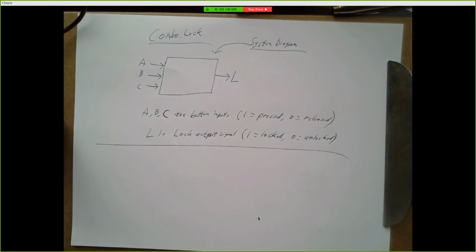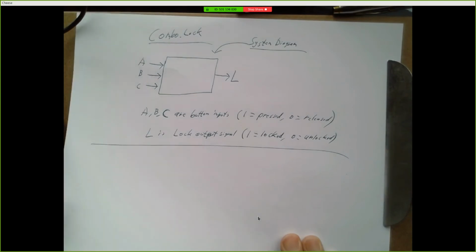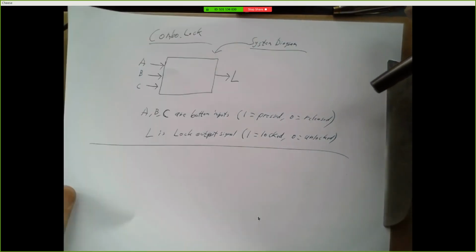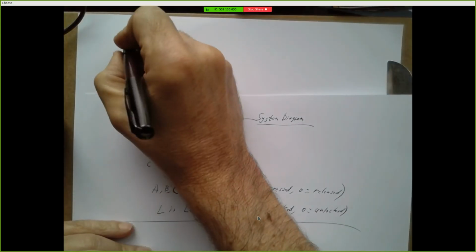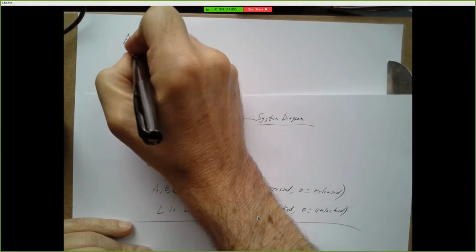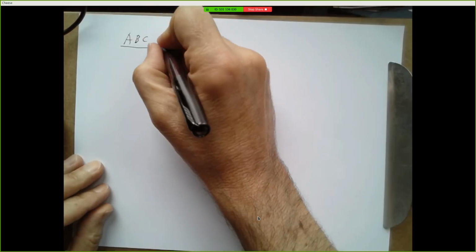Okay, the next step is to make a truth table. A truth table comes from understanding what this system is supposed to do. So let me write a truth table for this lock. We know that there's 3 inputs, A, B, and C, so I'll list those up here. And we know there's one output, L, so I'll list that as an output.